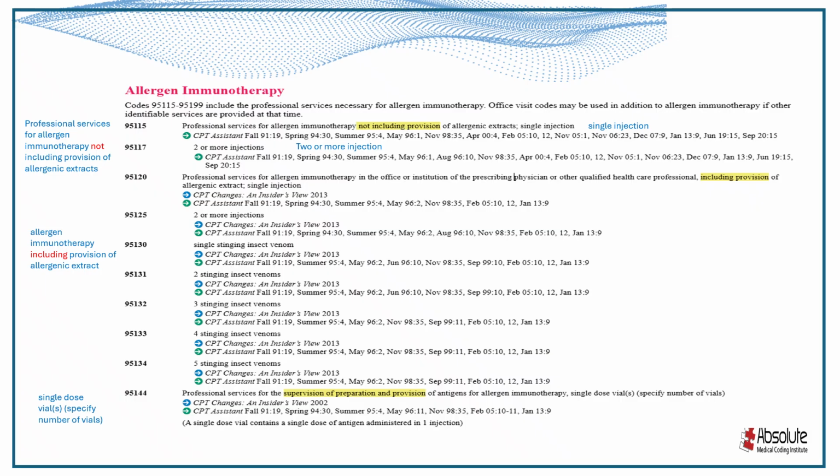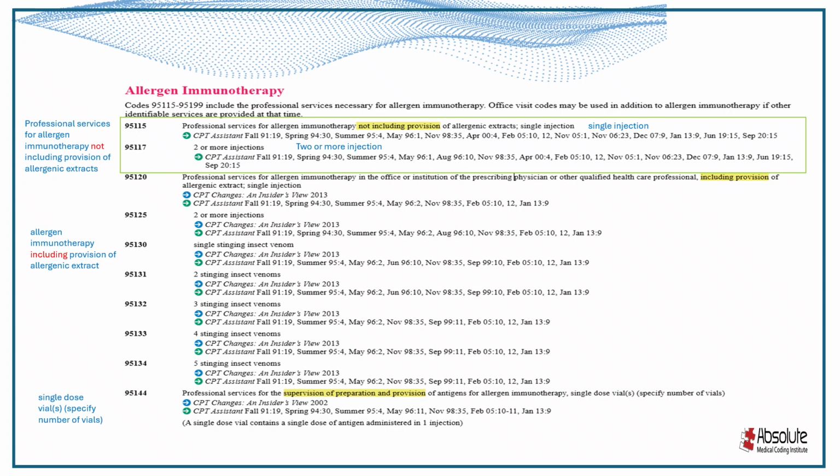So, code series 95115 and 95117 is used when the physician injects small, gradually increasing doses of allergen for desensitization. And 95115 is used for a single injection, while 95117 is used for two or more injections.